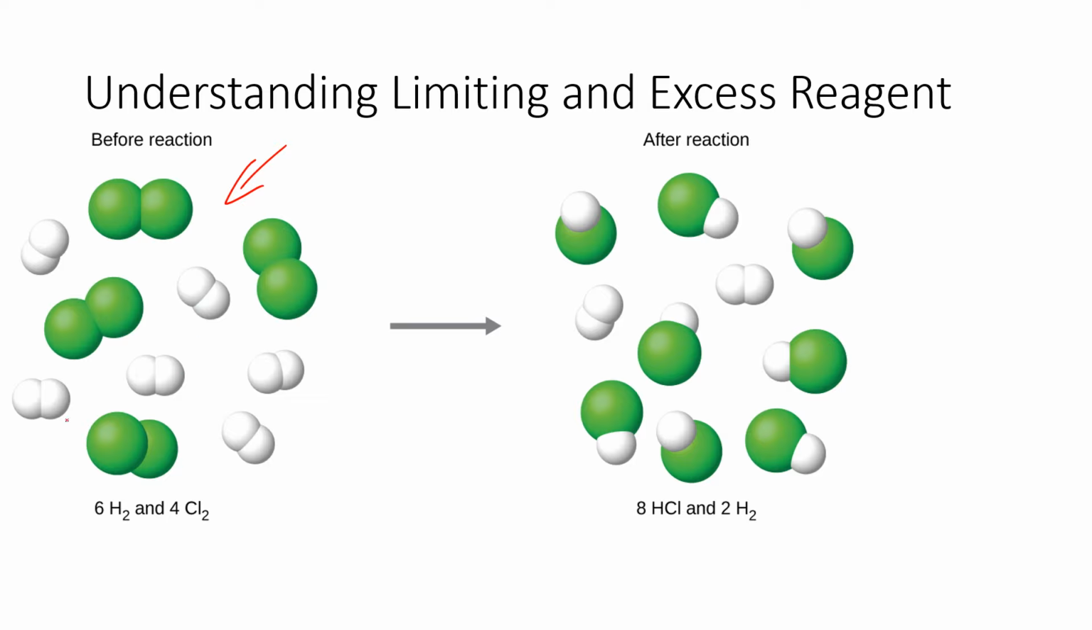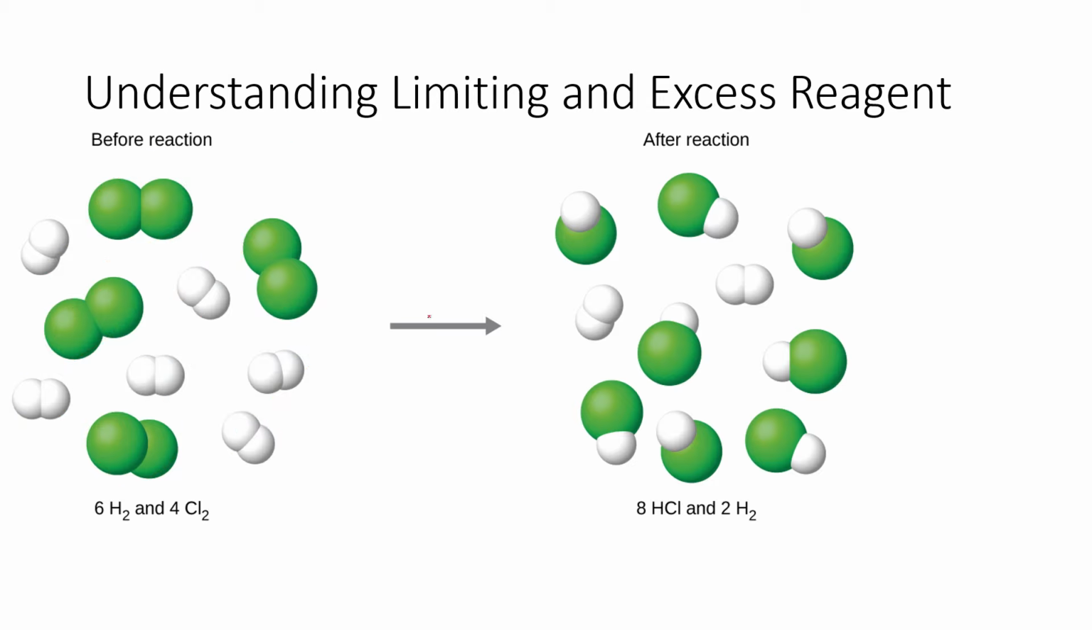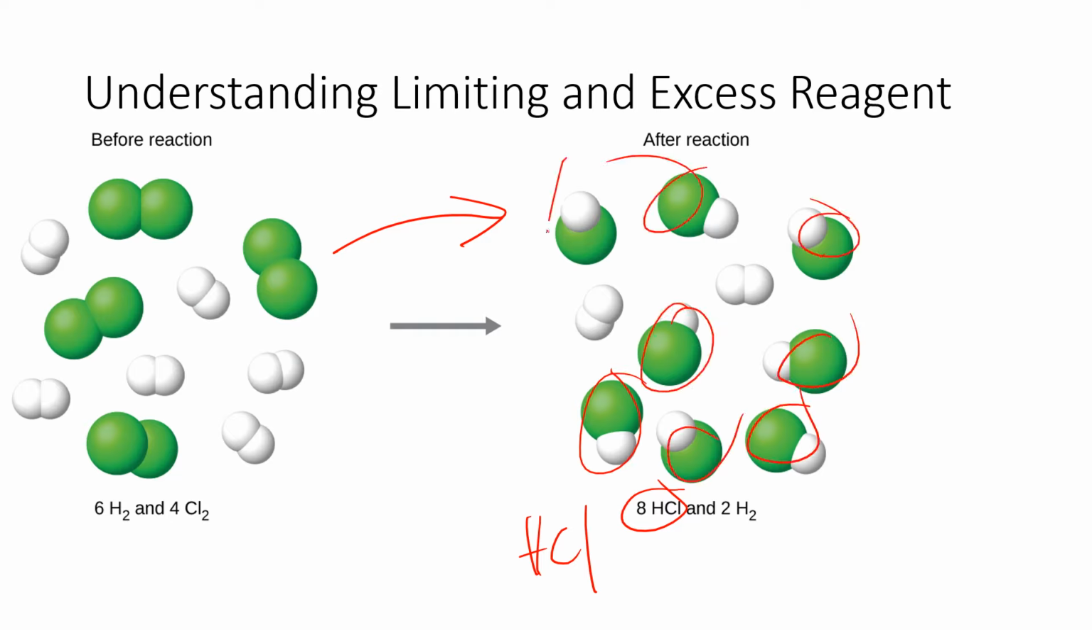In here we have 6 hydrogen molecules, which is represented by the white diatomic molecules, and 4 chlorine gas molecules. So 1, 2, 3, 4. Okay. And after they react, each chlorine atom pairs up with a hydrogen atom. So you get HCl, right? That's what we get. We have 8 HCl's. We have 1 HCl, 2 HCl, 3, 4, 5, 6, 7, 8.